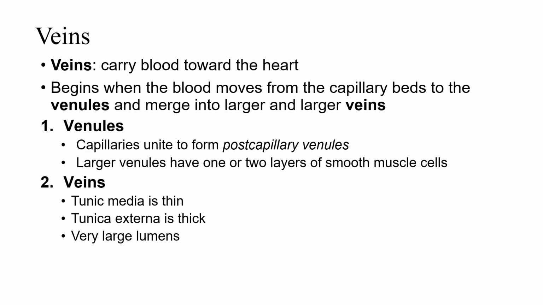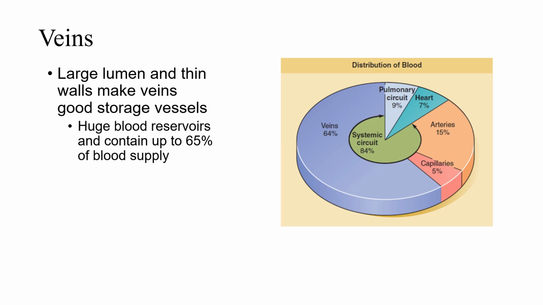Again, different anatomy based on different needs. Here you're not squeezing when you're not having a lot of pressure really. So your tunica media is thin, your tunica externa is thick, and your lumens are very large because really the job of veins is capacitance. You're just trying to get that blood back to the heart. And sure enough, if you look at the distribution of blood at a given time, 64% of the blood is in the veins themselves. So large lumen, thin walls, they are good storage vessels.